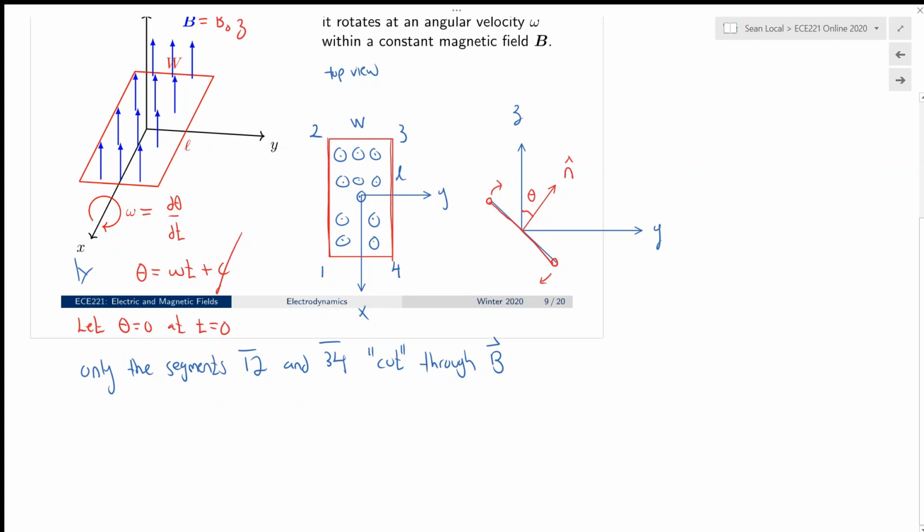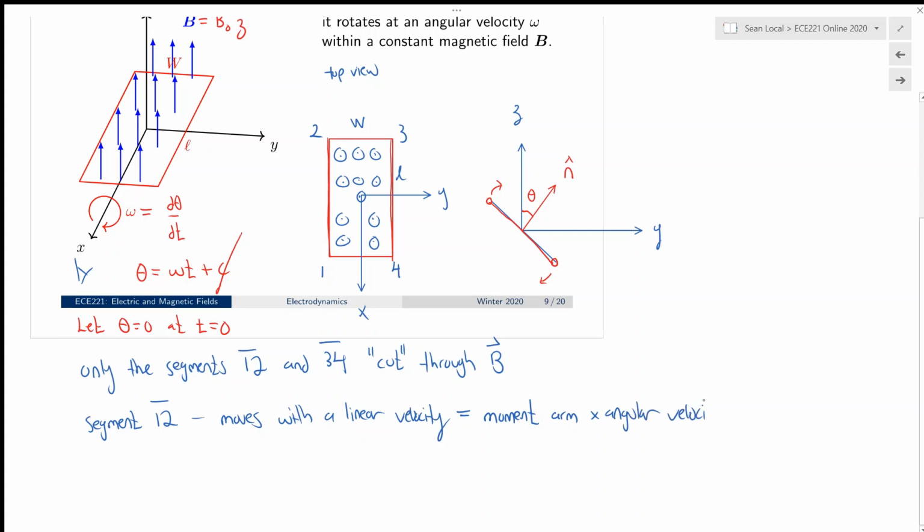So let's analyze segment 1, 2. We will focus in on one particular segment, 1, 2. And it moves with a velocity, right? It moves with a linear velocity, which must be related to the angular velocity that the loop is rotating at. And we can find that linear velocity by taking the moment arm, and you may recall the definition of moment arm when we talked about torque before, and multiplying this by angular velocity.